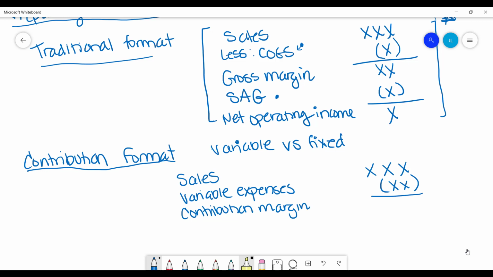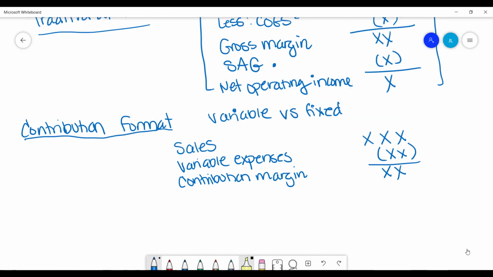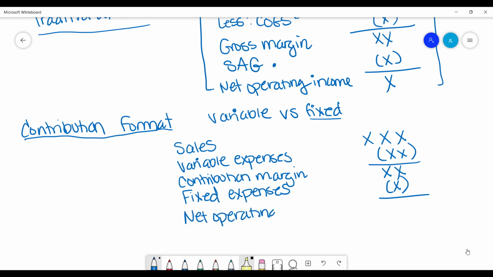This is a new term that most of us haven't seen before. Contribution margin is basically what amount of sales is left over after subtracting out your variable expenses. Or in other words, how much money do I have left to cover those fixed costs? So after you have your contribution margin, you subtract out any and all fixed expenses. And then after I subtract out my fixed expenses, I'm left with my net operating income.